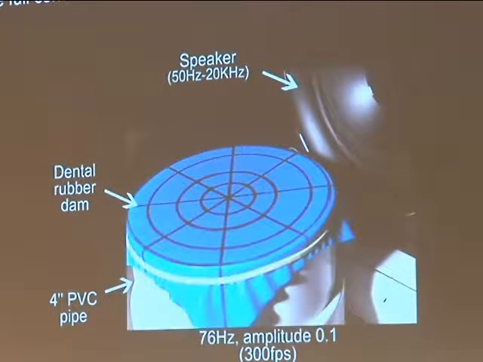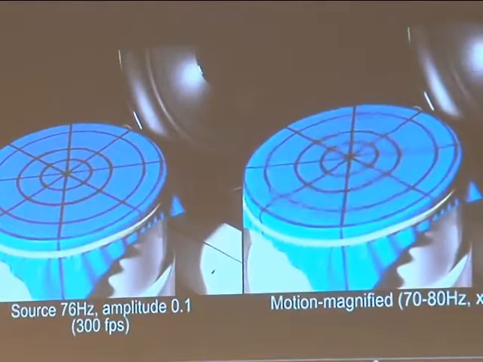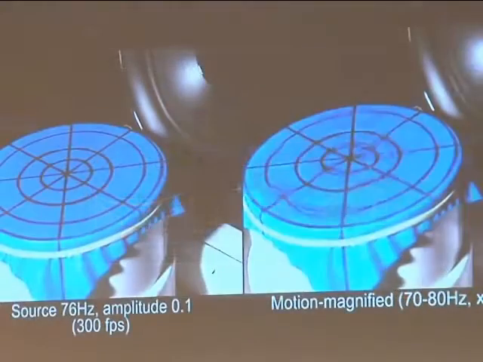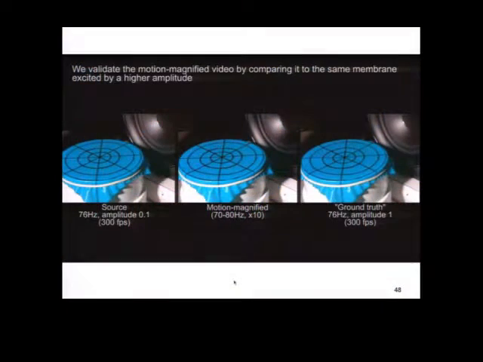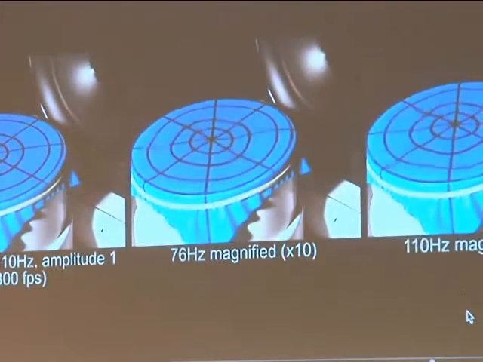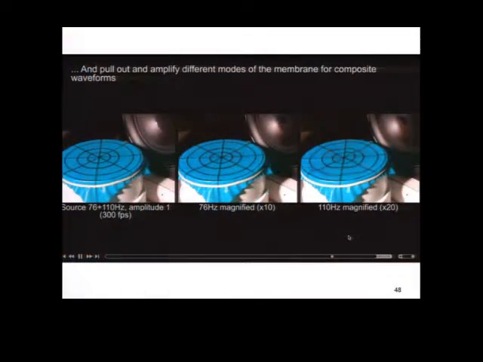So here's the raw video. It's hard to see that much is moving. And then here's the motion magnified. That's magnifying the motion artificially. And then the next, here's a comparison with ground truth. So the middle is artificial magnification. The right is cranking up the volume and taking a video of what's going on.